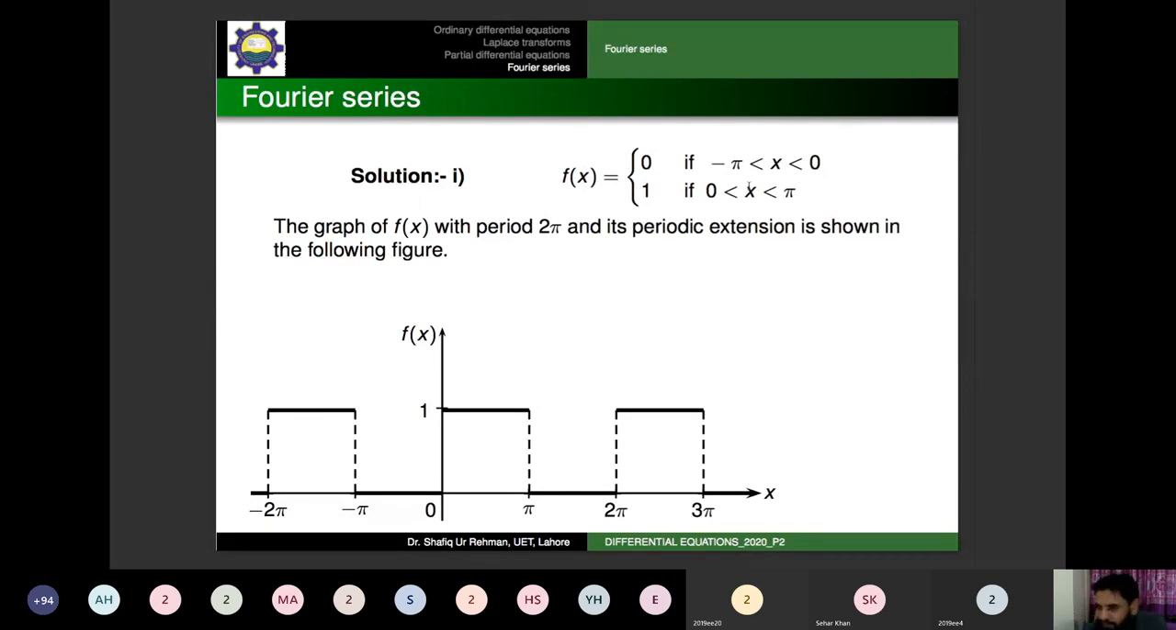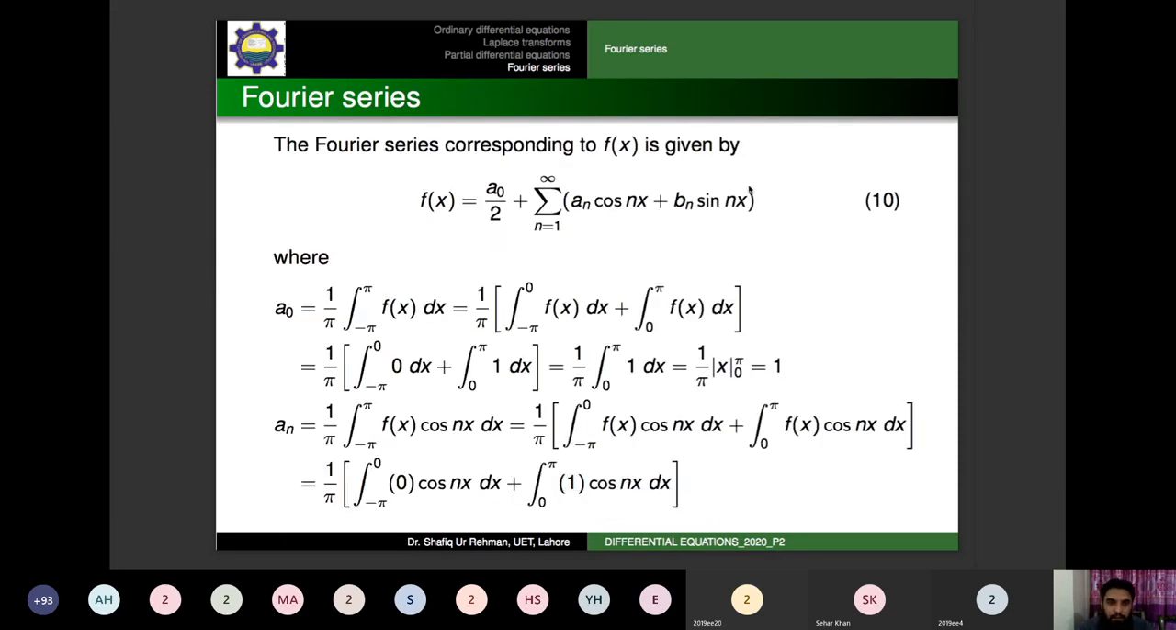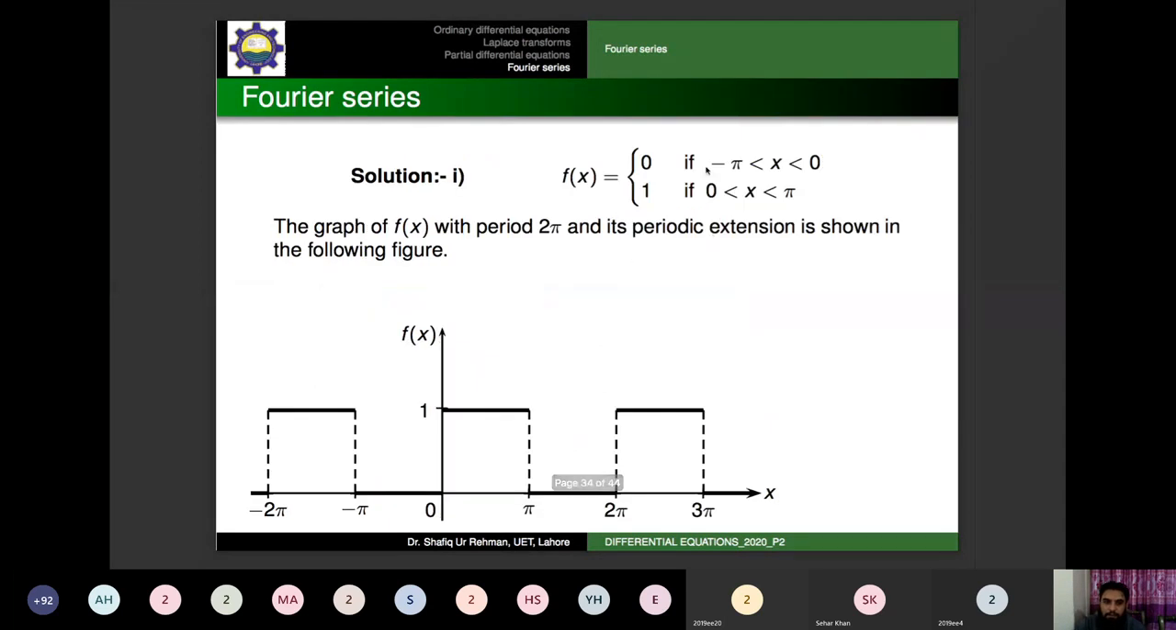Anyway, we are interested to see the series solution, the infinite series representation. We all know the formula corresponding to f of x, described in equation number 10. All we need to calculate are a naught, an, and bn. We have a formula for a naught: 1 upon pi, integral from minus pi to pi of f of x dx. Remember? But you see that we have two pieces.